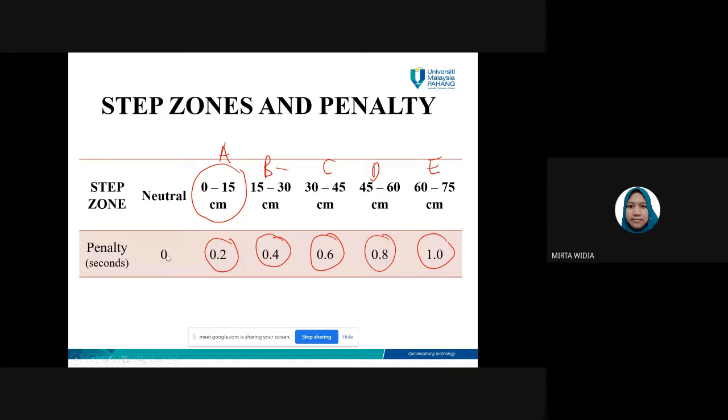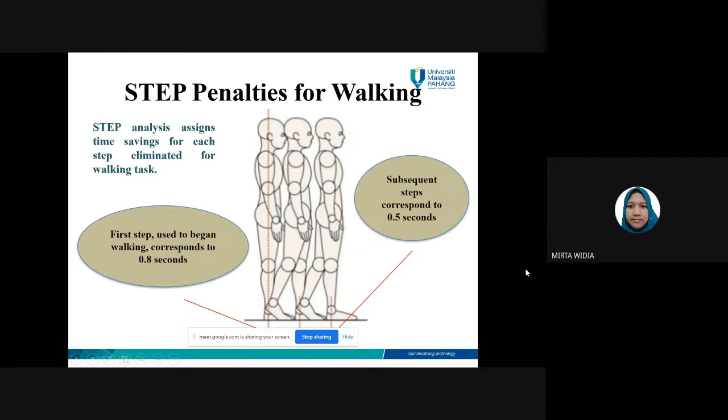Okay, next is the step penalties for walking. Step analysis assigns time saving for each step eliminated for the walking task. If there is walking activity, the first step corresponds to 0.8 second. For the subsequent steps, meaning the second step onwards, it is about 0.5 second. Only the first step has a penalty of 0.8 second, the next step is 0.5 second.